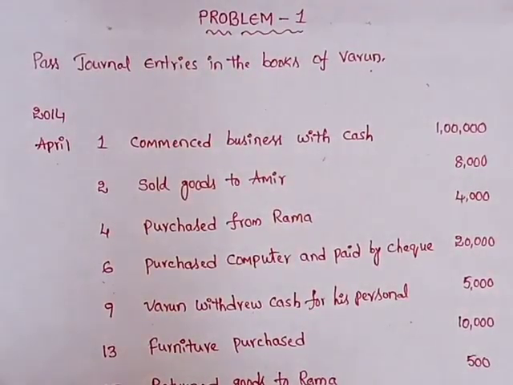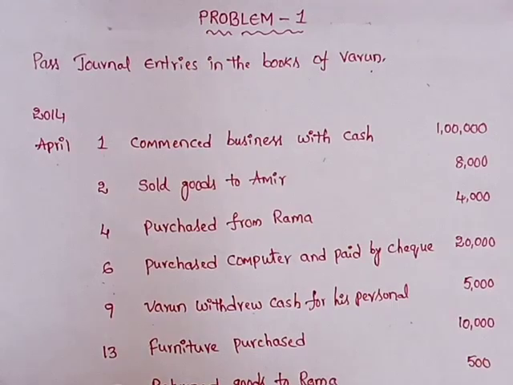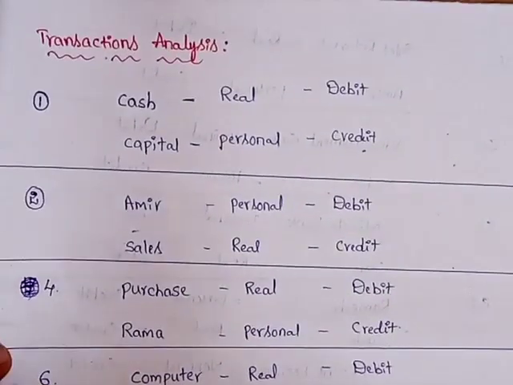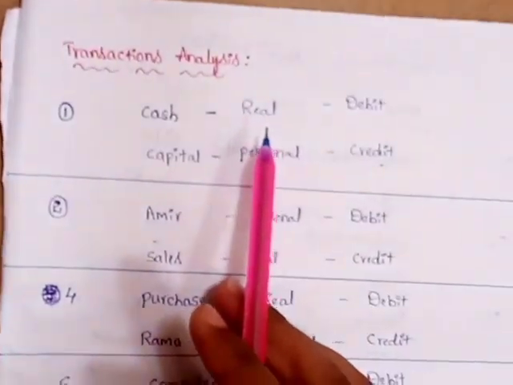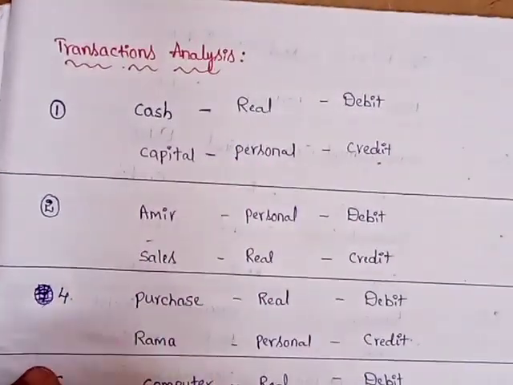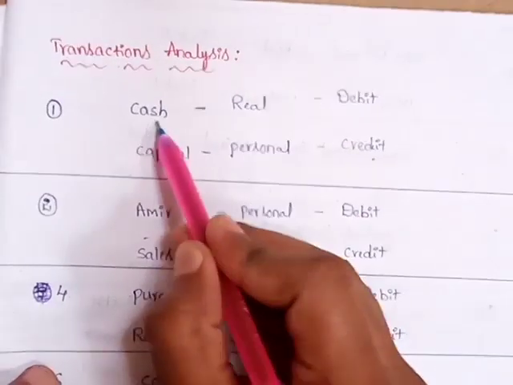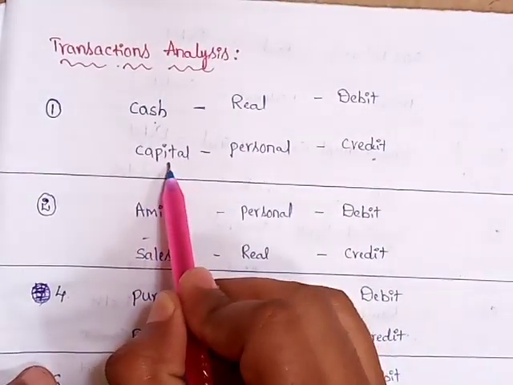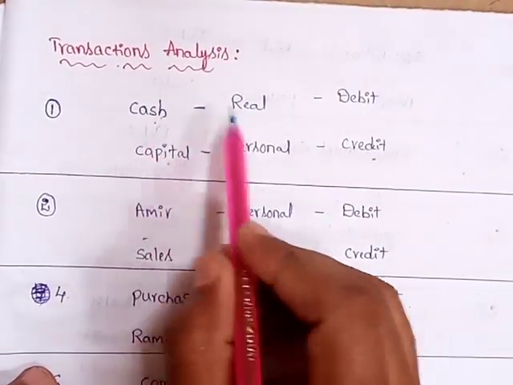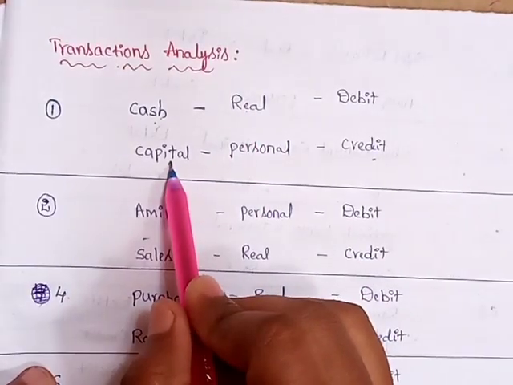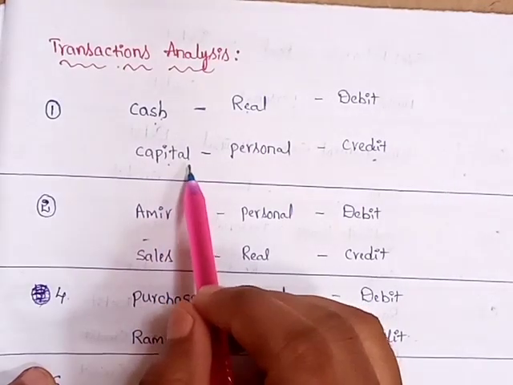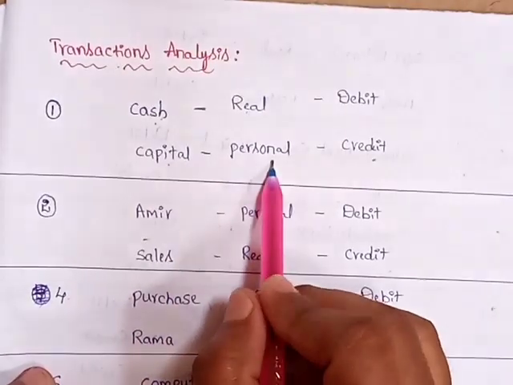So first we should analyze this transaction. Every transaction involves two aspects. So in this transaction also there are two aspects. One is cash, second one is capital. Cash is an asset, that's why it's a real account. And capital is the amount invested by the proprietor, that's why it's a personal account.